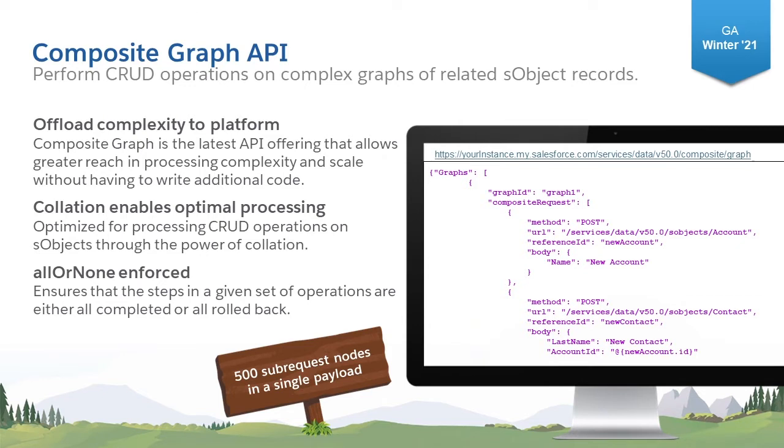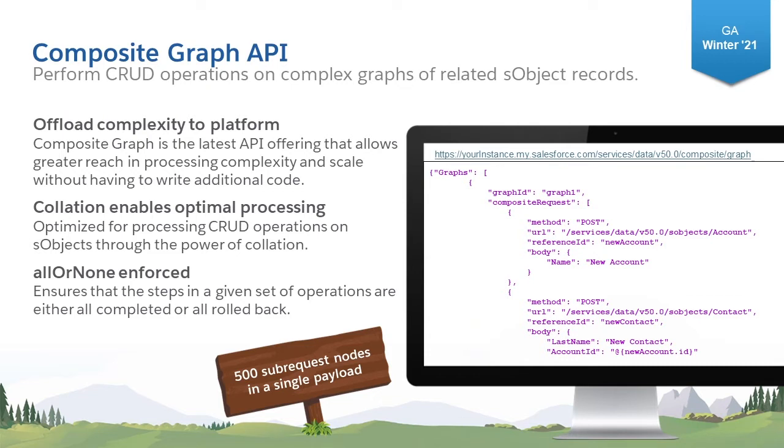The Composite Graph API is purpose-built for the optimal processing of CRUD operations on related SObjects. By leveraging the power of collation, which is a feature we introduced in the Spring 20 release, this API extends the reach of standard composite requests by allowing you to assemble more complicated and complete graphs of related records. And in so doing, further cut down on the number of API requests that are required to get more work done, which is a key theme that drives our API investments.